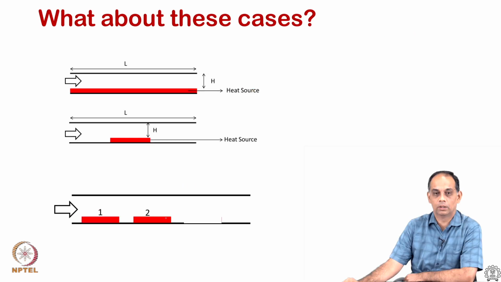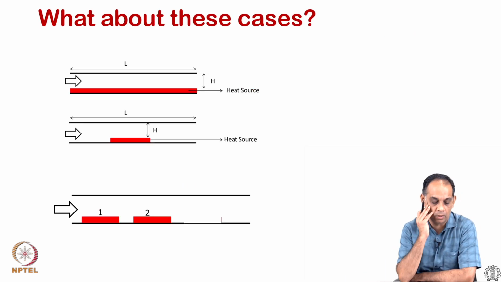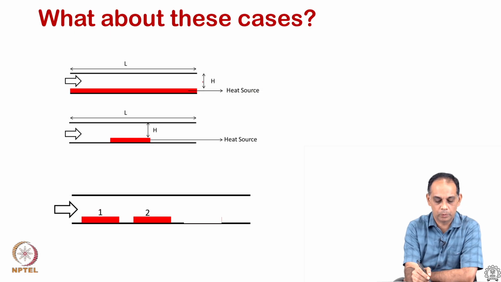So, moving on. Now, what about these cases? How will I come up with a length scale? Now, I have a heat source. This is very similar to the problem that we just discussed. I have a heat source and the top wall you can assume to be adiabatic.